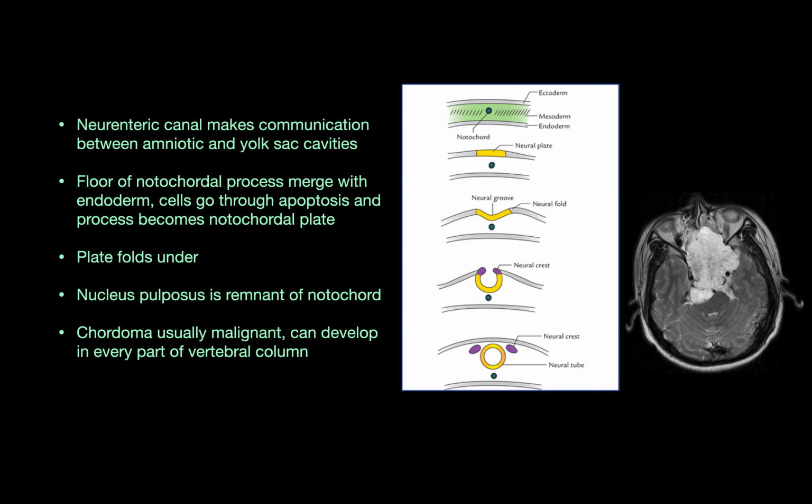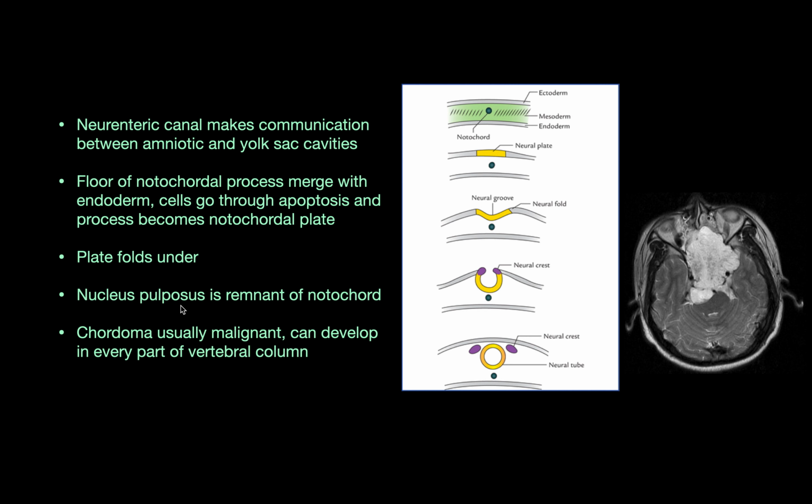The neuroenteric canal makes the communication between the amniotic and the yolk sac cavities, and the floor of the notochord process merges with the endoderm. The cells will go through apoptosis, and then the process becomes the notochordal plate. The plates will fold under, and then form the neurotube.